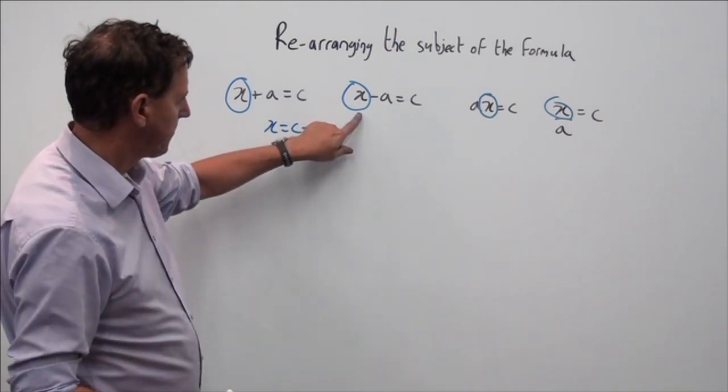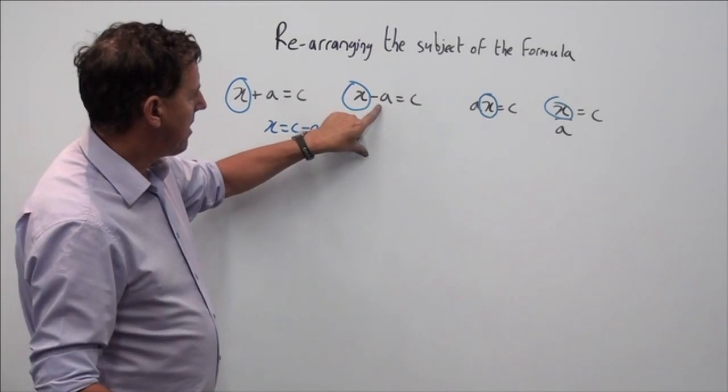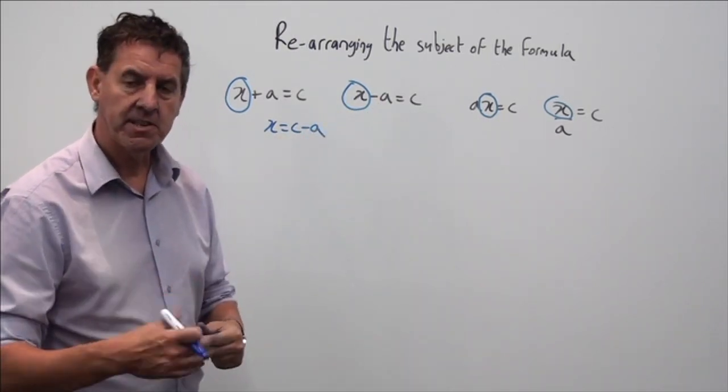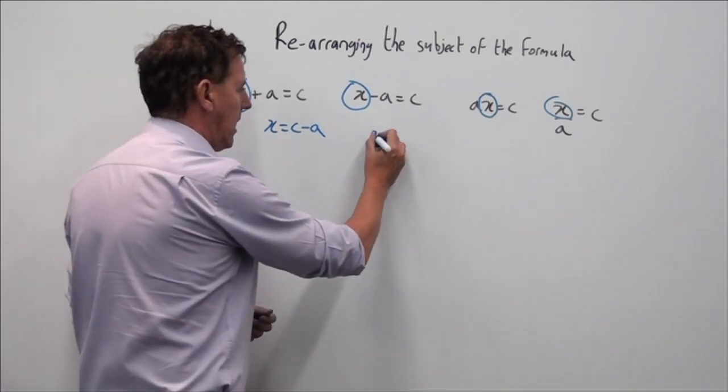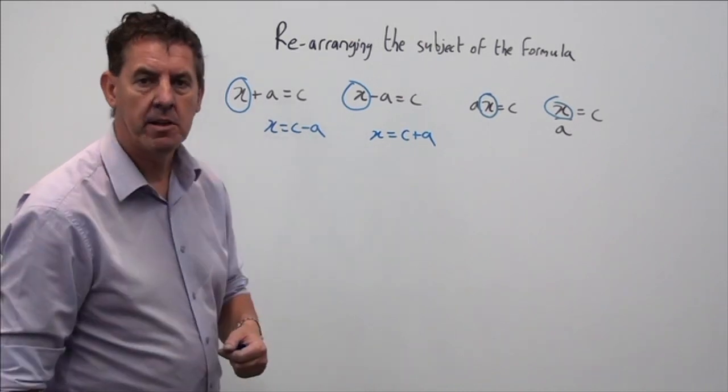Let's do it for this one. C is the subject at the moment, so it's out of the way. How do I get rid of minus A? I do the complete opposite. I add A to both sides of the equation to get rid of it. And lo and behold, I have made X the subject of that formula.